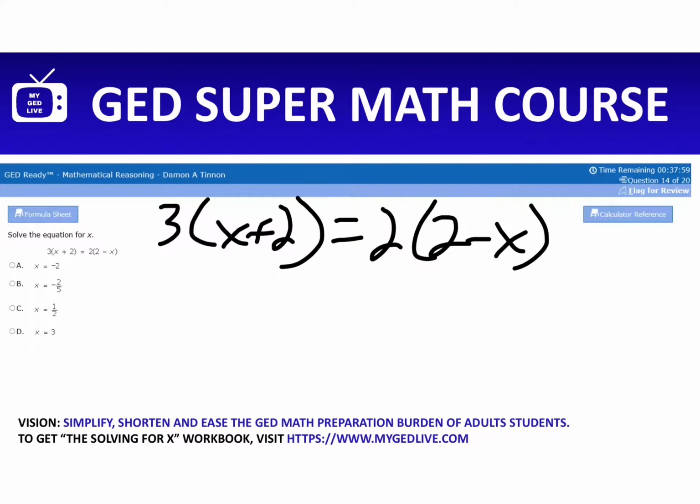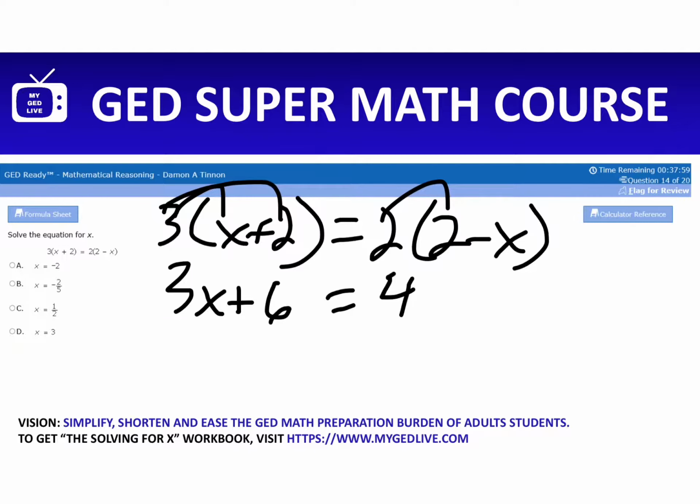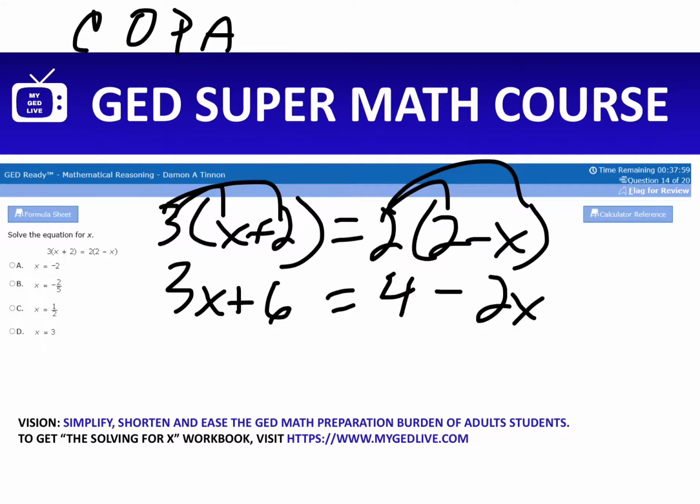Okay, and so the first thing we're going to do here is distribute. So 3 times x is 3x, and then we drop that plus sign. 3 times 2 is 6. And then 2 times 2 is 4, and drop that subtraction sign, and 2 times x is 2x. Now we're always doing that COPA method: combine, do the opposite, perform the operation, and get your answer. It is tried and true, my patented method that I've developed over time to help my students.